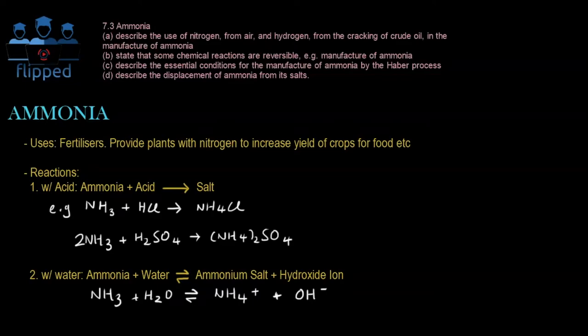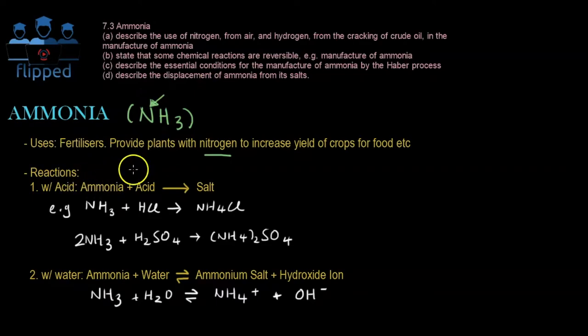So today we are on ammonia and these are the learning objectives for today. Ammonia is used in fertilizers and it provides the plants with nitrogen to increase the yield of crops for food and so on. So the main thing here is nitrogen, because ammonia's chemical formula is NH3. This is the one that we are interested in, the nitrogen in ammonia.